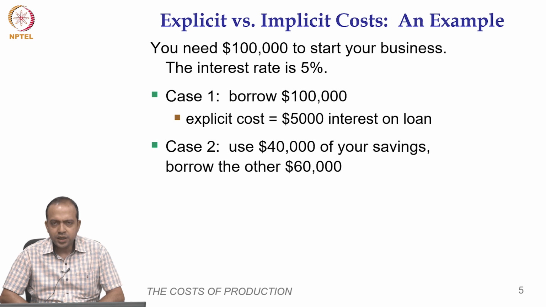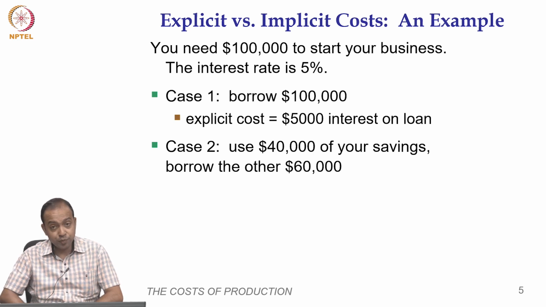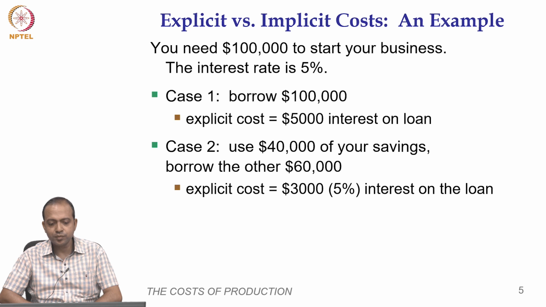And then in case 2, you use $40,000 from your own saving and you are borrowing $60,000. Now, how do you calculate the total cost here? The money you are borrowing from the bank, for which you have to pay interest. So, the explicit cost would be 5% of this $60,000, which is $3,000.